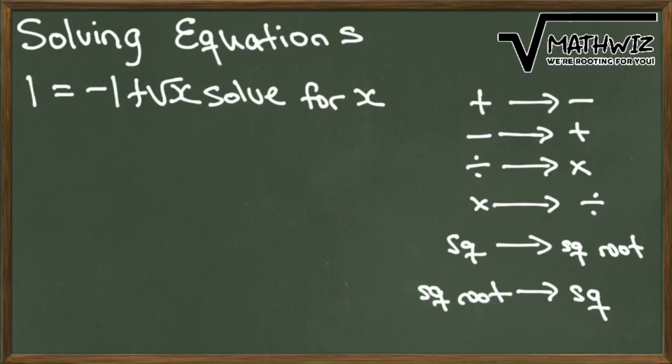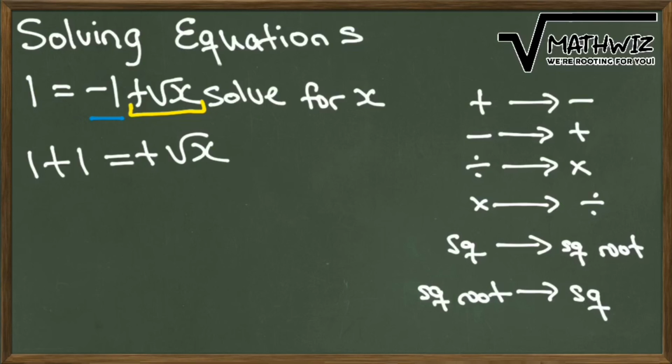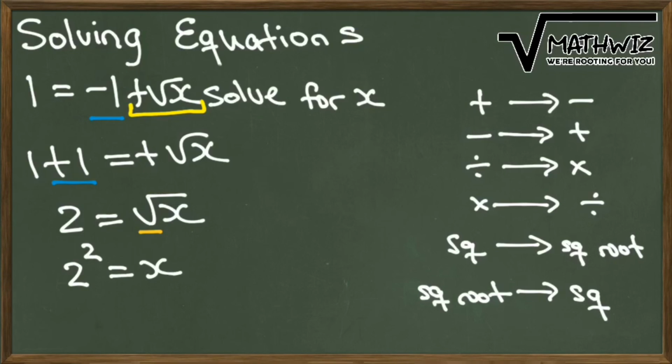So we want to first locate the x. And then the -1 beside it, when you take it to the opposite side, you want to make that a +1. And 1 plus 1 is 2. So 2 is equal to the square root of x. And then for the square root, when you take it to the opposite side, you would square. And so 2 squared is going to give us 4, and that would be your answer.